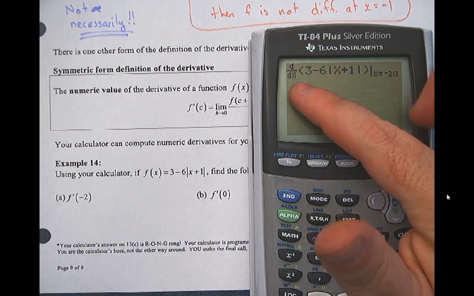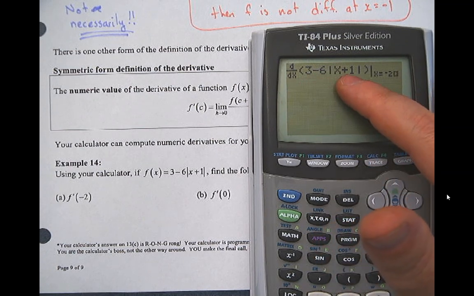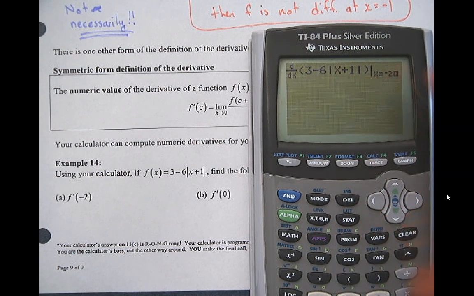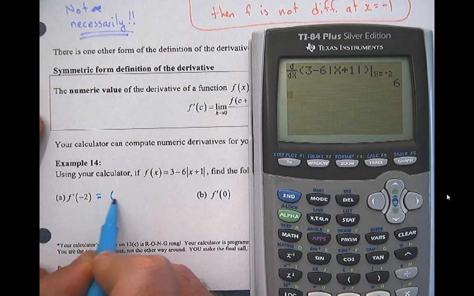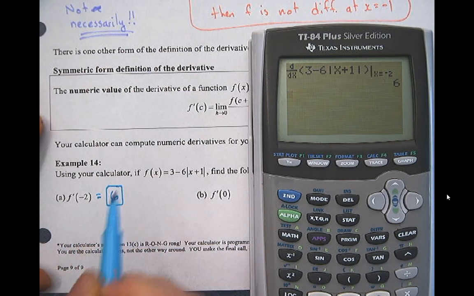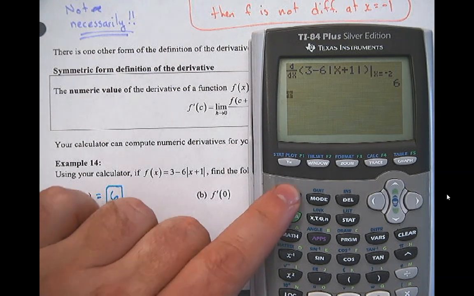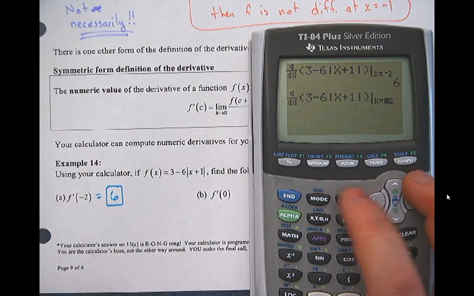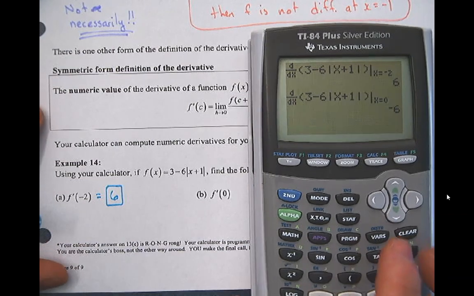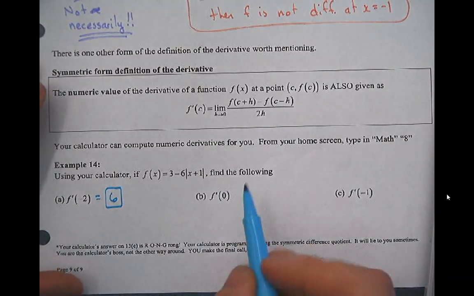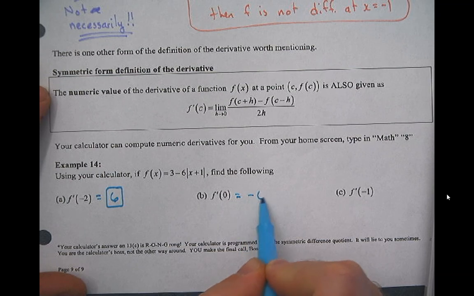It's always d/dx, then you put in your equation, you don't need the y equals, and then you say where you want to derive this. You hit enter, it spits back 6. So we can now say that f prime of -2 is equal to 6. We can do this again, hit enter. I'm going to go back, and now I'm going to change this to a 0, and I get -6. So the derivative at 0 is -6.